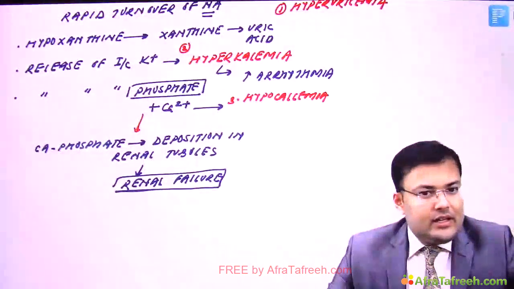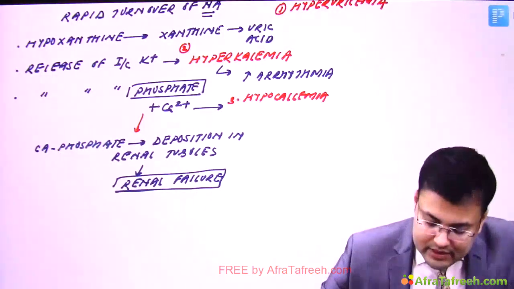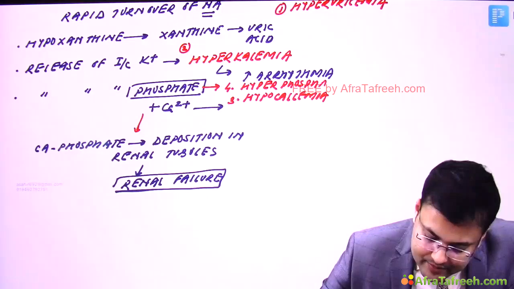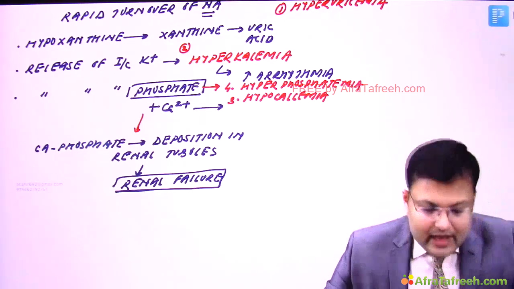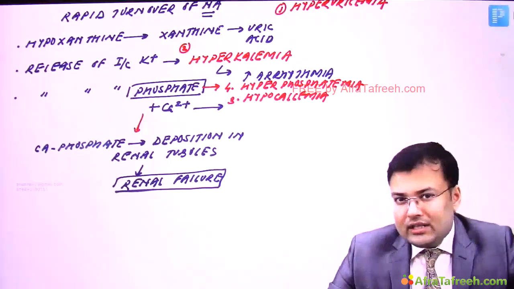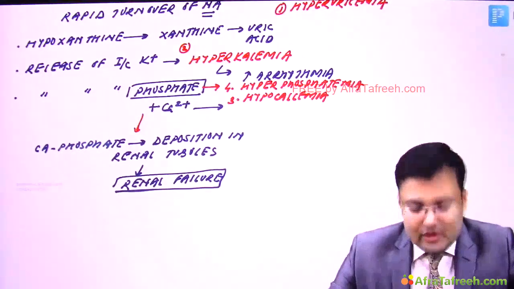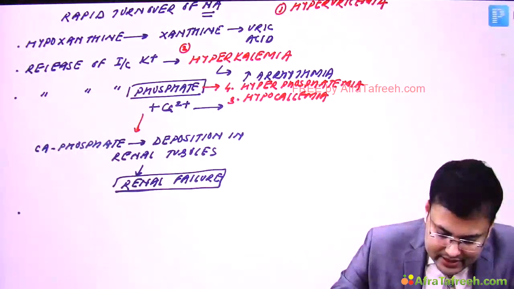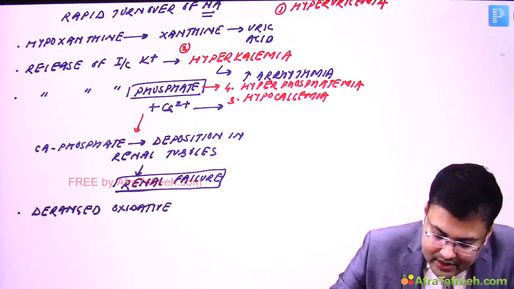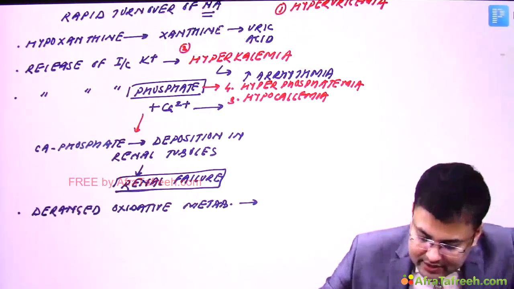Now see, there is release of intracellular phosphate. So because of that release, what else is there? It leads to hyperphosphatemia also. So there is hyperphosphatemia. Clear? And in these patients there is deranged oxidative metabolism. Because of this deranged oxidative metabolism, what is the problem? There is lactic acidosis. So these patients are having lactic acidosis.